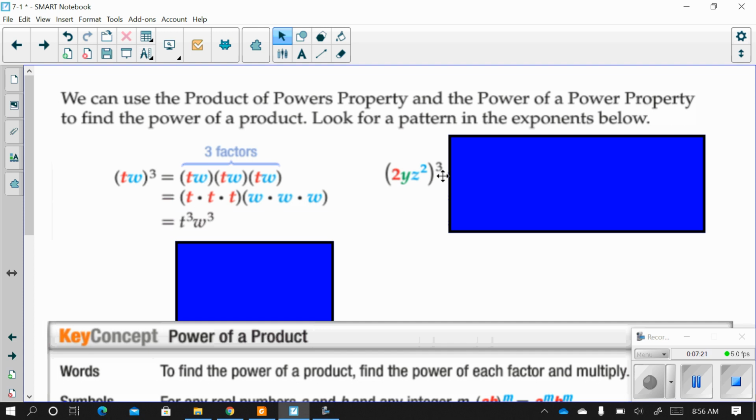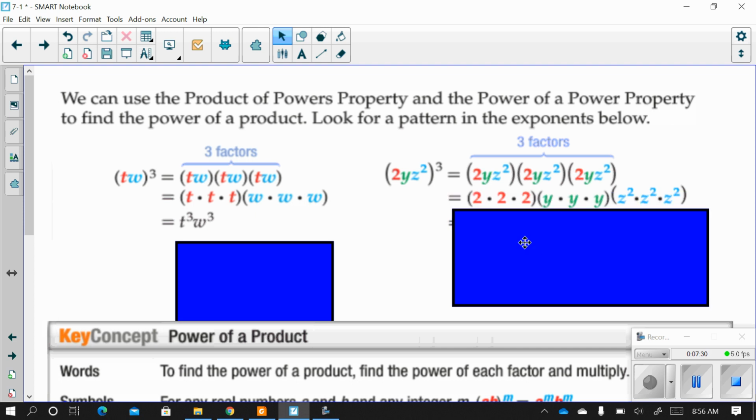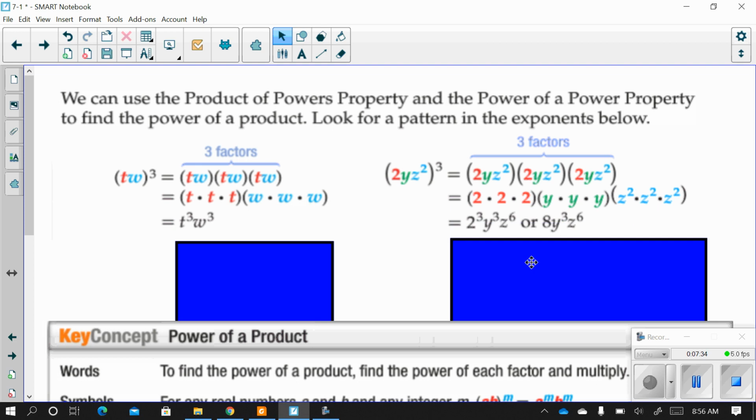Okay, next example, 2yz squared cubed means I got to write it 3 times. Okay, we can rearrange them. So I have 2 times 2 times 2. I have y, y, y, and z squared, z squared, z squared. So adding all that together, 2 cubed, y cubed, 2, 4, 6, z to the 6th. Okay, we don't like 2 cubed, so go ahead and simplify that to 8.